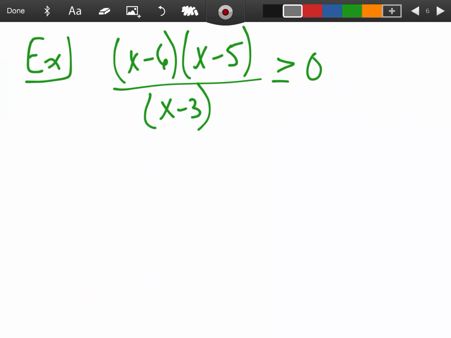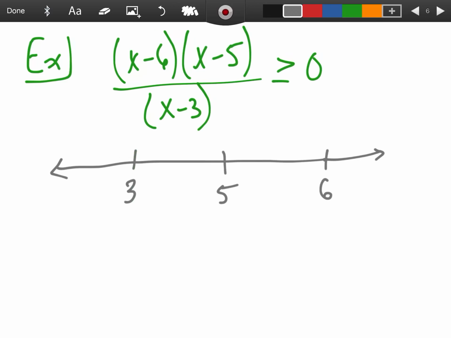So let's try this problem here. x minus 6 times x minus 5 over x minus 3 is greater than or equal to 0. So we already have it factored. Let's just get this on a number line. So here's my number line, and I'm going to put 3, 5, and 6 on the number line. So 3, 5, and 6.